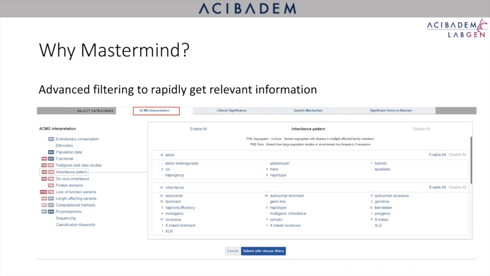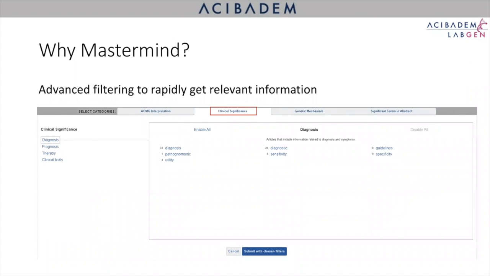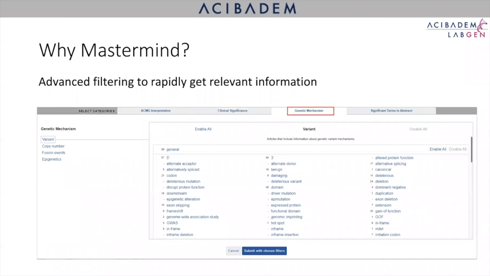With Mastermind's filtering options, you can quickly get the information you're looking for. Instead of drowning in countless numbers of publications, you can filter the results by ACMG criteria, such as inheritance or functional studies, or you can filter by clinical significance for diagnosis, prognosis, therapy, or even clinical trials. And you can also filter by genetic mechanisms, and under this category for gain of function or dominant negative.